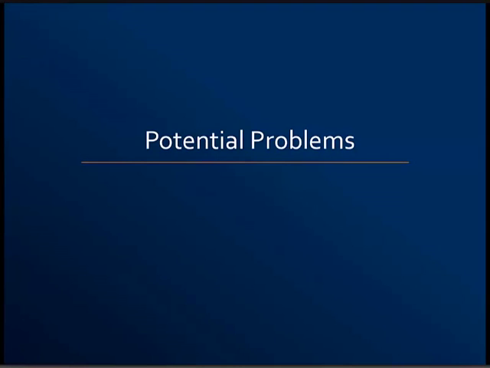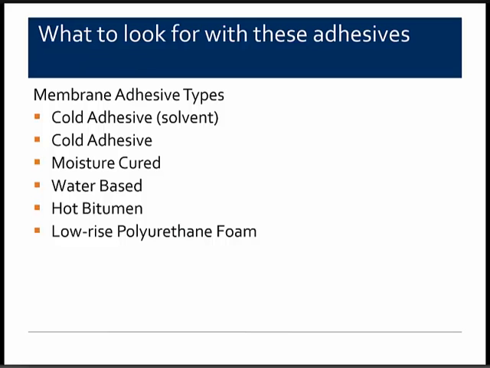Now we want to get into some of the potential problems that we can have with adhesives. Some of the things to look for with adhesives, the various types of adhesives that we have, whether it's the cold adhesives, solvent or water-based, moisture cured, the hot bitumen, low-rise foam adhesives. Any types of these adhesive have factors that will affect the performance. So knowing the types of adhesive that are used on your project are very important to know prior to using them.